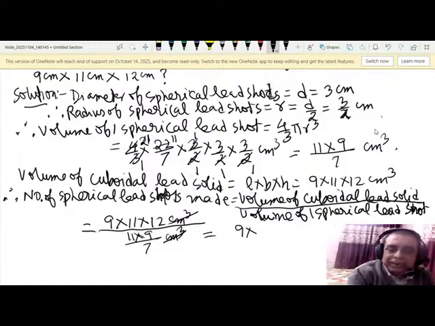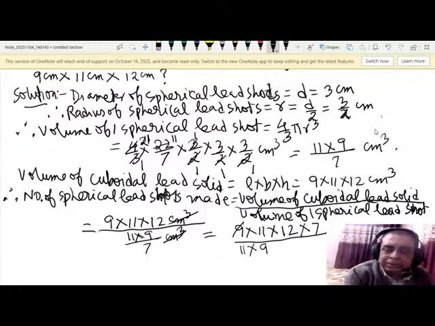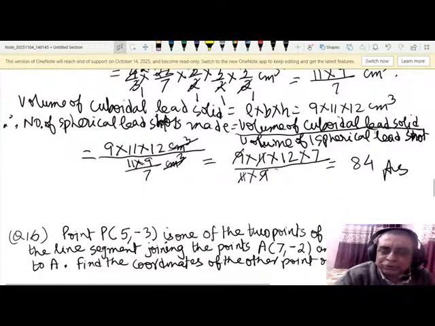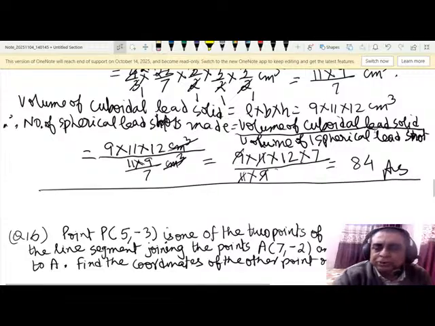So this is 9 times 11 times 12, and this 7, which is the denominator of the denominator, will move on the top. And 11 times 9 will be written at the bottom. So cut 9 from the top and down, and 11 also from top and down. So 12 times 7 is 84. So 84 spherical lead shots are made. So that is the answer of question number 15.